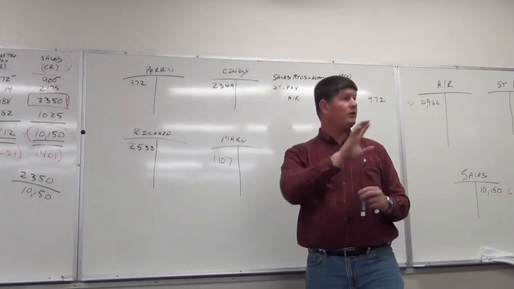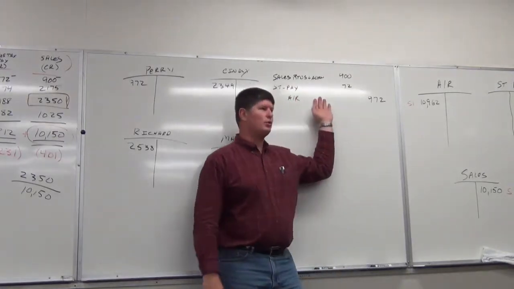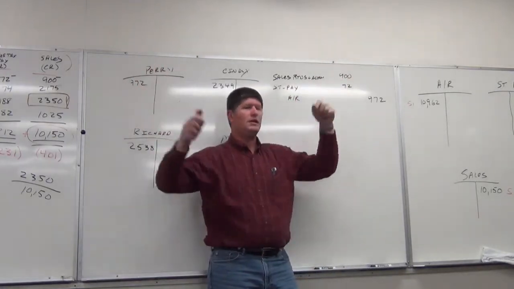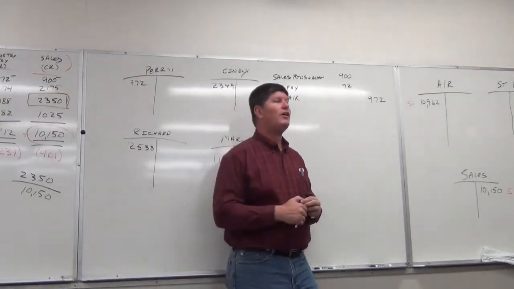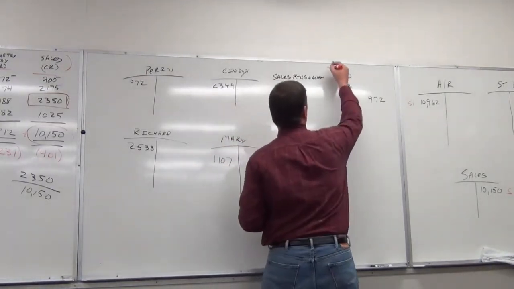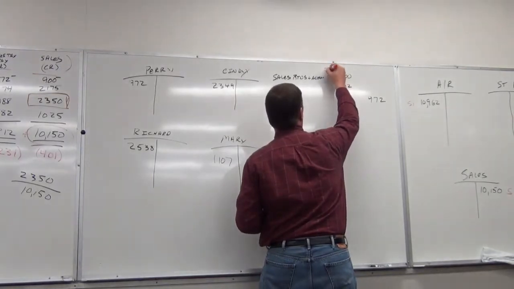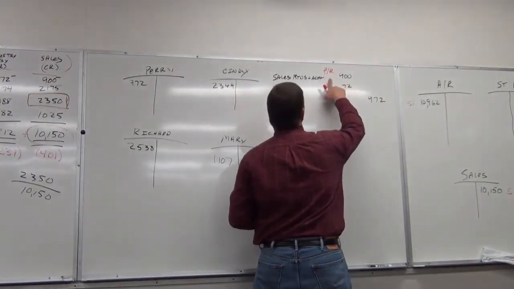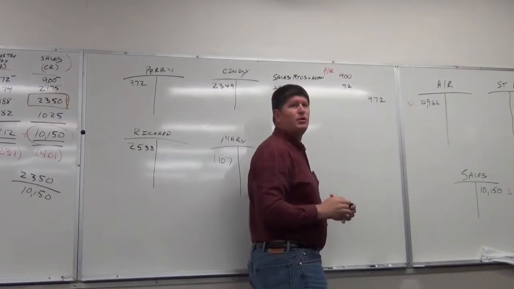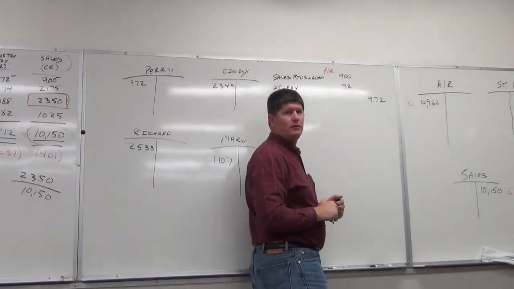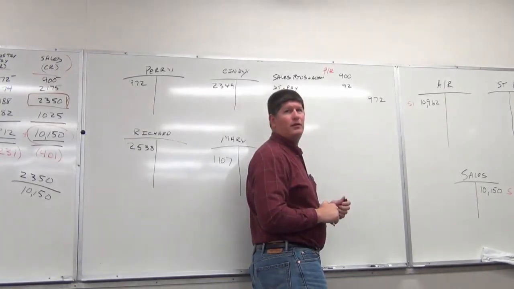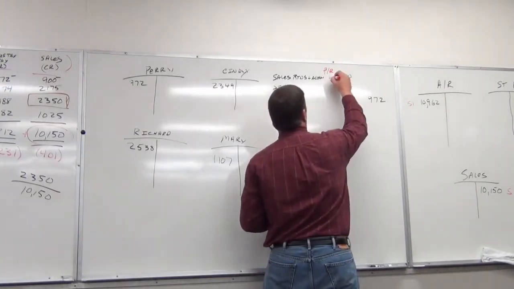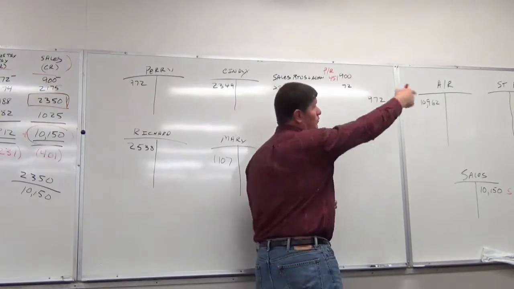Okay, we've just written this in the general journal. Good. Now we have to post it to the general ledger. When we do that, we have to put in the post reference. I didn't leave myself a lot of room. So the account number for sales returns and allowances is what? 451. We post it there.